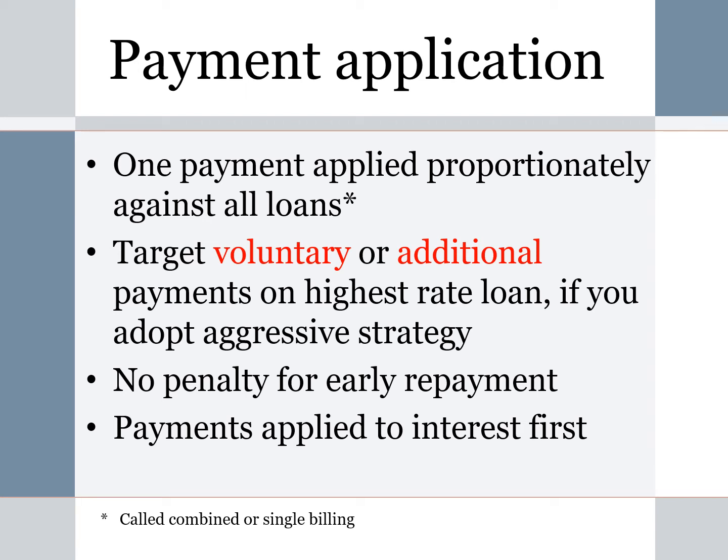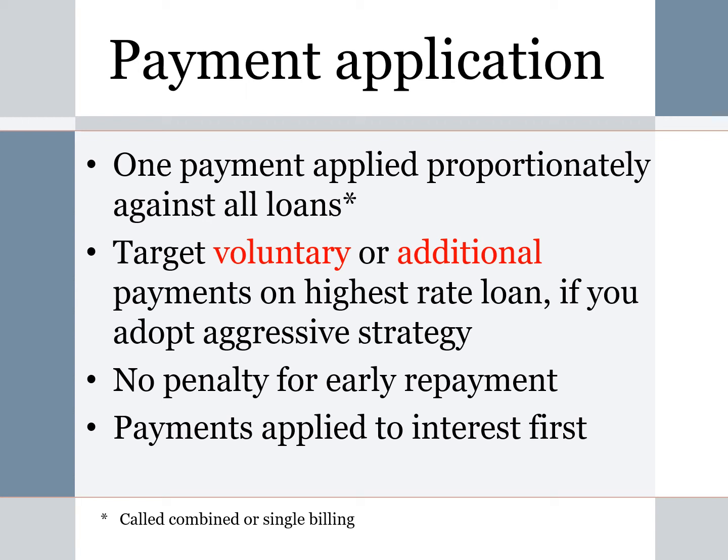That's called combined or single billing. They apply that one payment proportionately against all your loans based on how much you borrowed in each loan and what the interest rate is. So for example, let's keep this simple. Let's suppose again you're a veterinary medical student and you have 4 different direct unsubsidized loans. And let's suppose that your payment, let's keep this real simple, is $400 a month.